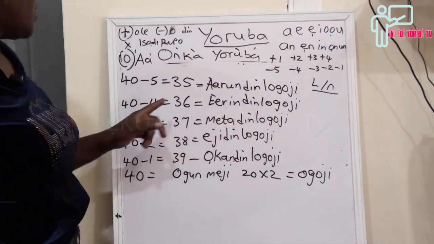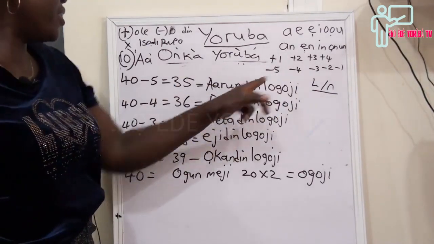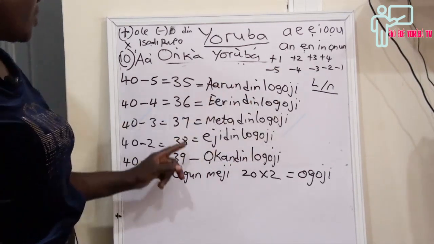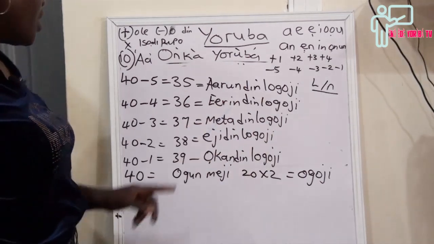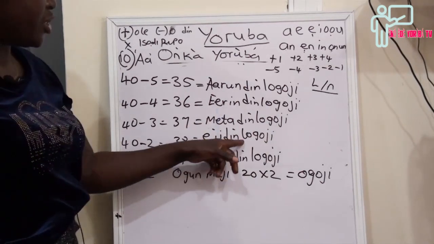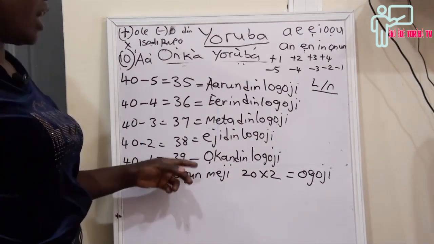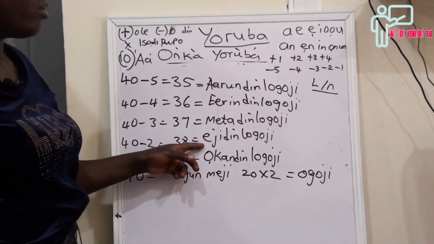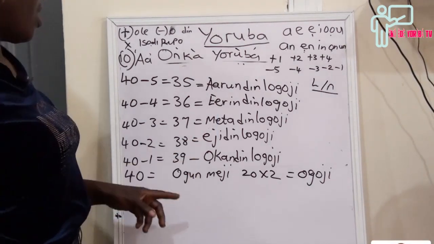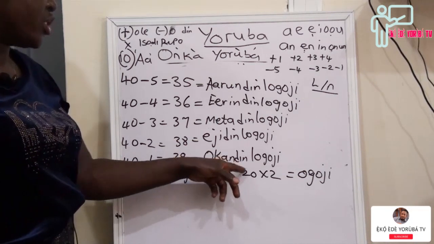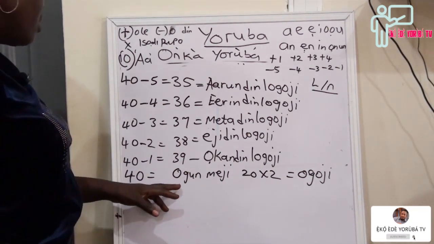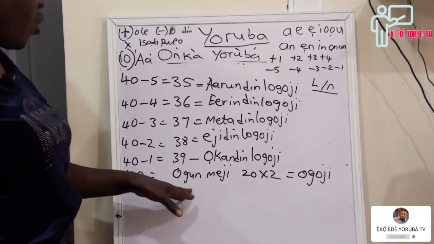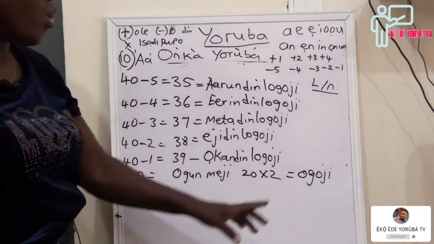àrúndínlógójì. 36 ẹ̀rìndínlógójì. 37 mẹ́tàdínlógójì. 38 èjìdínlógójì. Now I've told you that you can say ìkejìdínlógójì, méjìdínlógójì also. 39 ọ̀kàndínlógójì. 40 ogún méjì, which is ogójì.